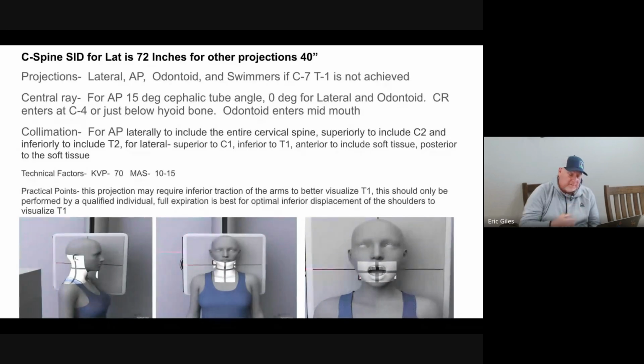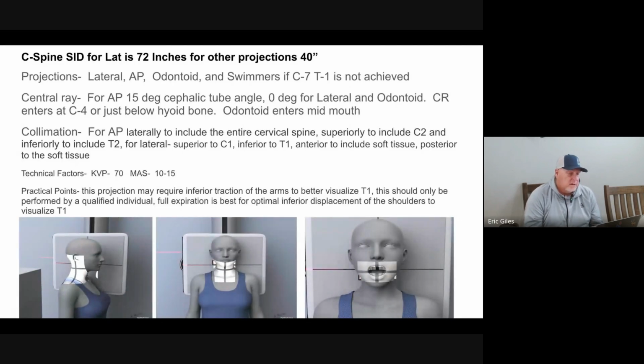The SID for a lateral C-spine is actually 72 inches. The reason we do that, again, is for magnification, because you've got the patient's shoulder against the image receptor and their spine's coming up right here. So you have this much distance between the spine and the image receptor. We're going to combat that by bringing our tube back to 72 inches to give us a more manageable look at the C-spine, and not magnified like it would be.